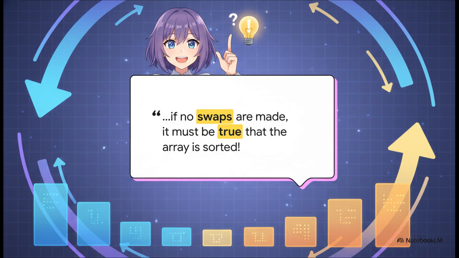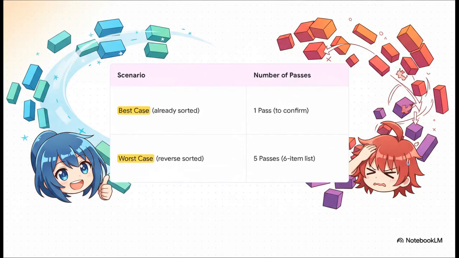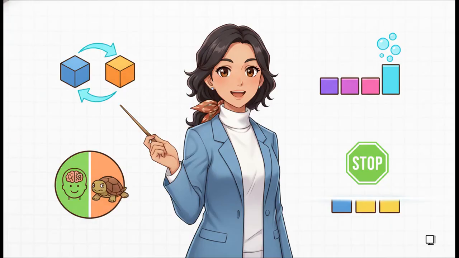We can just stop. And just look at the power of that one little tweak. In the best possible case, a list that's already sorted, our smarter bubble sort only needs one single pass just to confirm that no swaps are needed, and then it stops. That's a huge improvement.